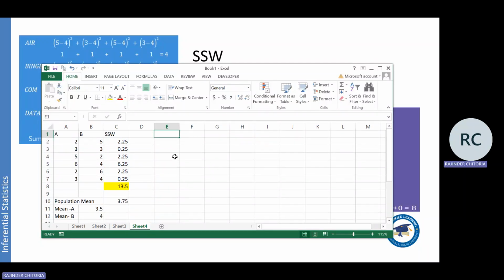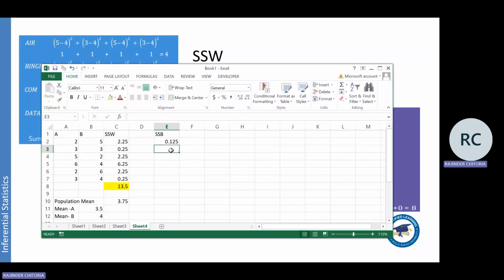So here, let me take SSB. I'll say my population mean is 3.75 minus group A mean, which is 3.5, squared, into groups. How many groups do we have? We have two groups. This is for the first case.